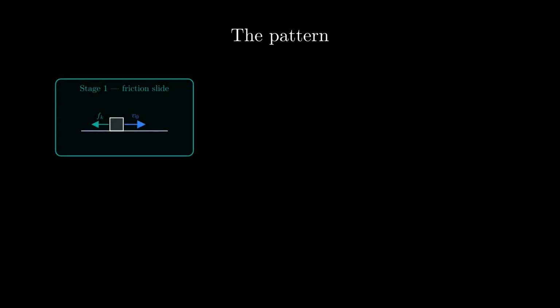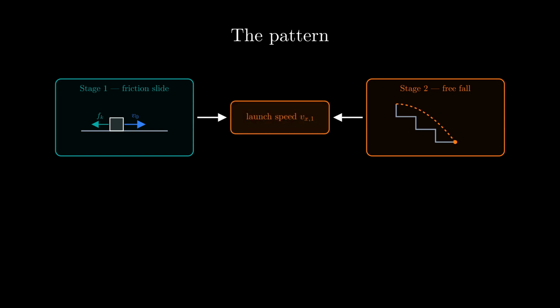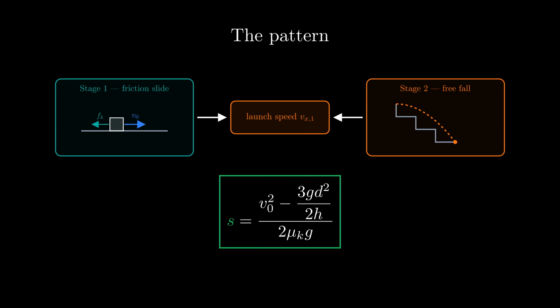Step back and see the pattern. A hard problem became easy once we split it into two familiar stages, friction slowing a slide and gravity shaping a fall, then link them through the one quantity they share, the launch speed. Working backward from where the block landed, the staircase geometry set that speed, and the speed unlocked the slide. Split, solve, and connect. That's the whole method.